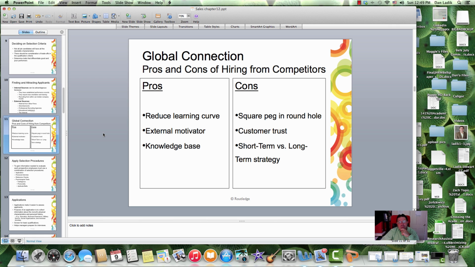Now, hiring directly from the competition, good thing or a bad thing? Well, it does reduce the learning curve. They're very familiar with the industry. They have an external motivator, like their company, they can compete against their old company. They already have a strong knowledge base.